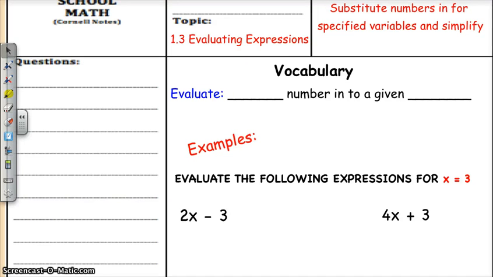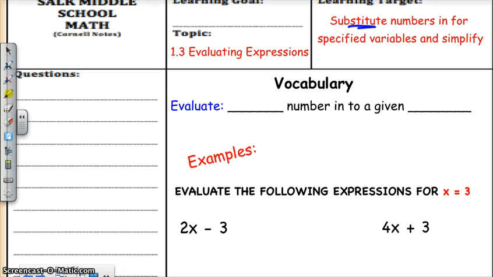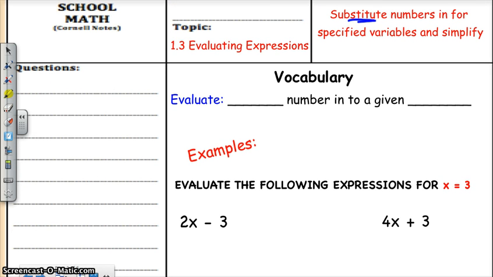Okay, in 1-3, we are evaluating expressions. Our learning target: we are substituting numbers in for specified variables and simplifying. Substitute just means like you're plugging in. Simplify means you're figuring it out.